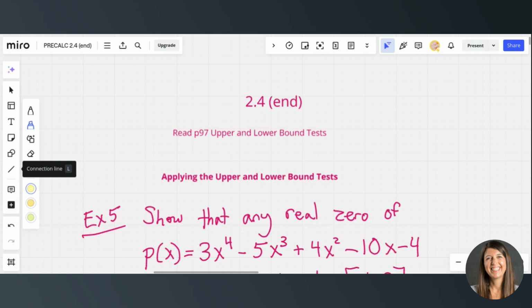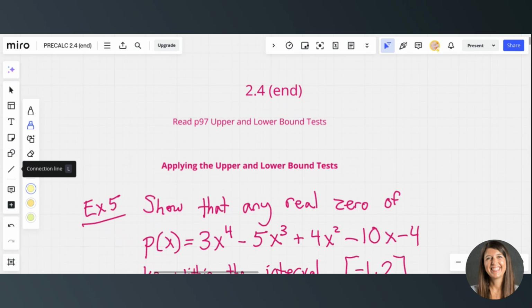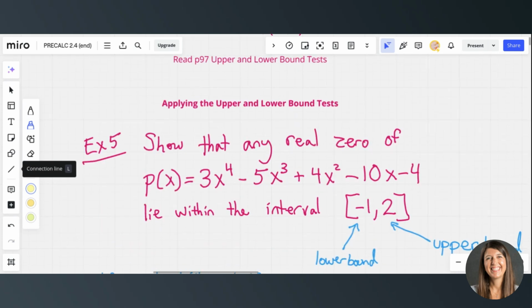Okay, hopefully you got to read that, and that may have felt like a lot of words, but we're going to simplify it. We're going to apply these tests, the upper and lower bound test, to example 5. In example 5, it says that we want to show that any real zero of p of x lies within the interval -1 to 2.